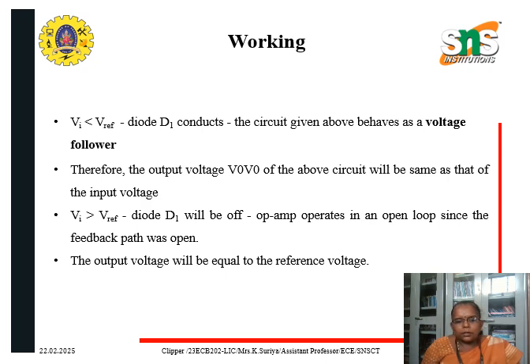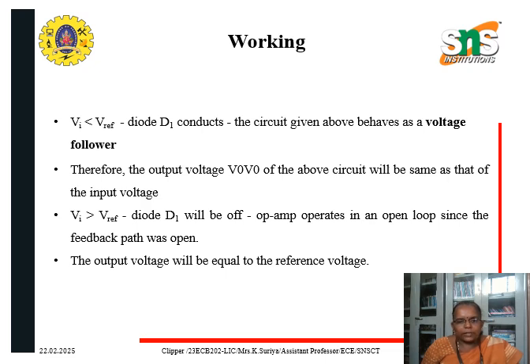Next we'll see the working of the positive clipper. If the value of the input voltage Vi is less than the value of the reference voltage V reference, then the diode D1 will conduct. The circuit behaves as a voltage follower. Therefore, the output voltage V naught of the circuit will become the same as the input voltage Vi for Vi less than V reference.